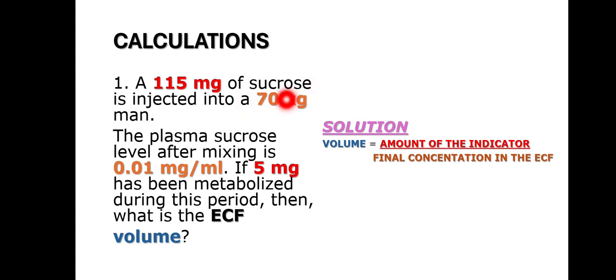Okay, we are interested in mass, volume, and concentration. The plasma sucrose level after mixing is 0.01 milligrams per milliliter. Remember, after mixing, the plasma sucrose level is 0.01 milligram per milliliter. This is now the final concentration that we will have. Okay, we have this final concentration now. Let me break down this concept.